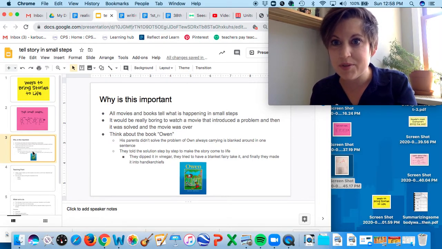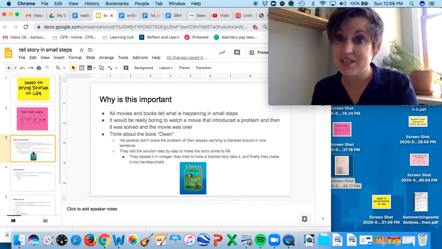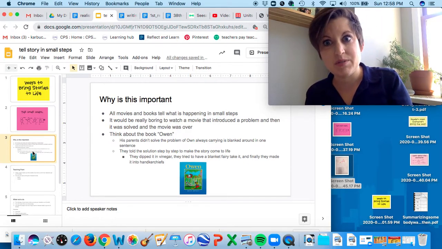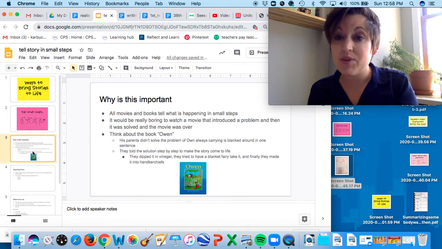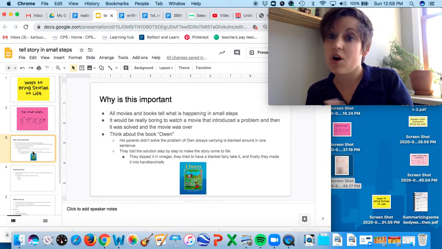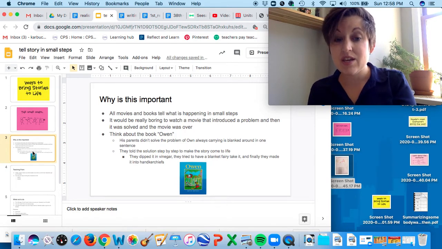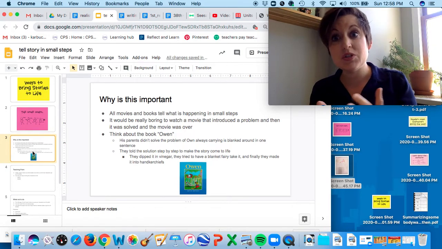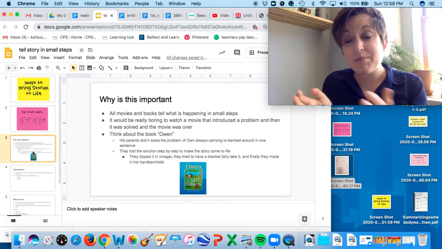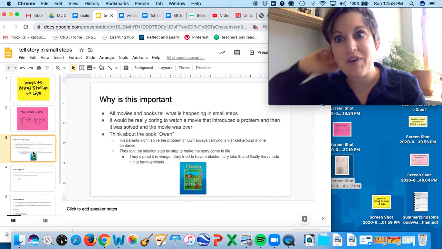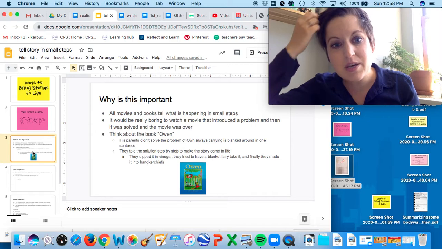I put the picture on the screen here just to remind us. Remember, the problem in the story was that Owen wanted to keep carrying his blanket around, his yellow fuzzy blanket, but his parents thought he was getting too old for it. Now, Kevin Henkes didn't just solve this problem at one page and then our story was done. He was able to tell steps to the solution over many pages, and it was actually really funny and interesting for the reader to think about that, right?